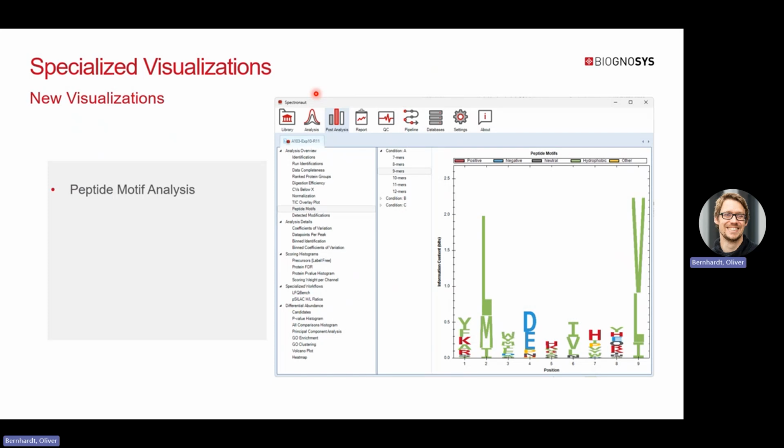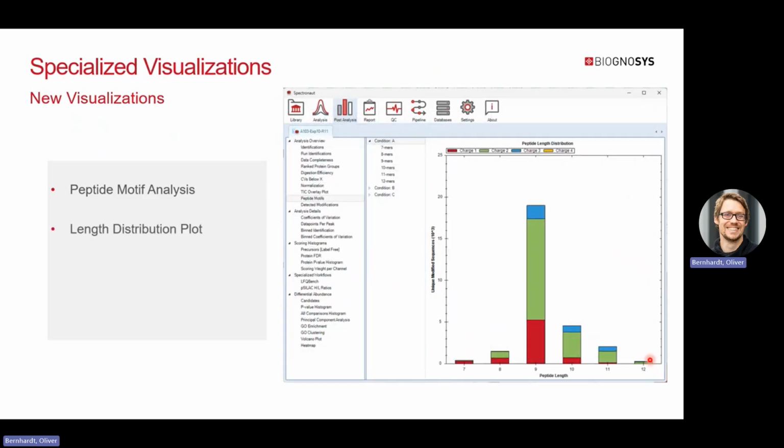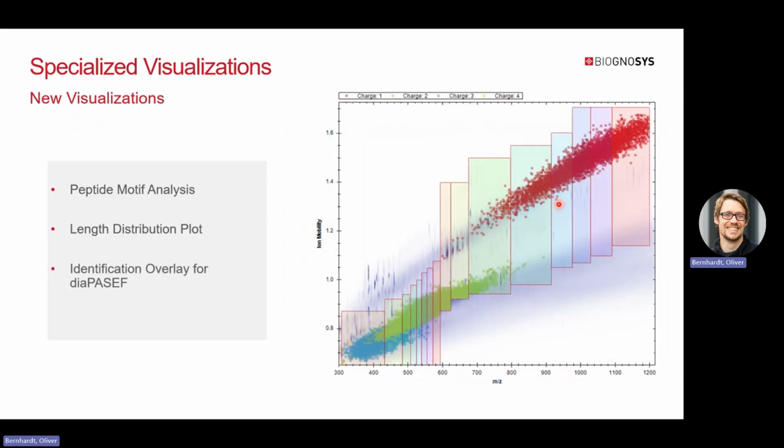Additionally to our improvements in the general search pipeline, we also added a couple of new features, primarily towards investigating immunopeptidomics data. For example, we have a motif analysis plot now in Spectronaut. Additionally, also length distribution plots, and also a very nice identification overlay for diaPASEF methods, where you can see which identifications in which charge states you recovered from which region of the data.